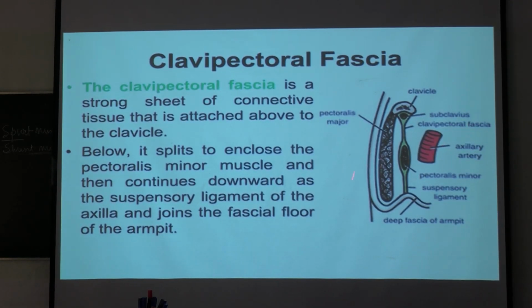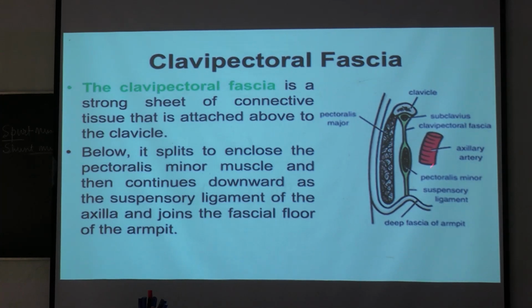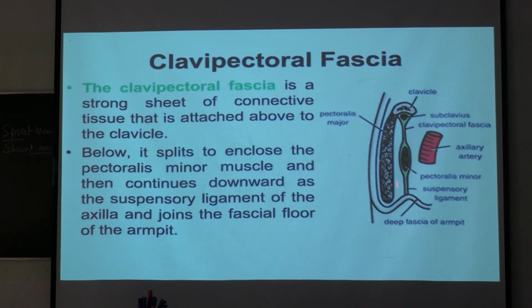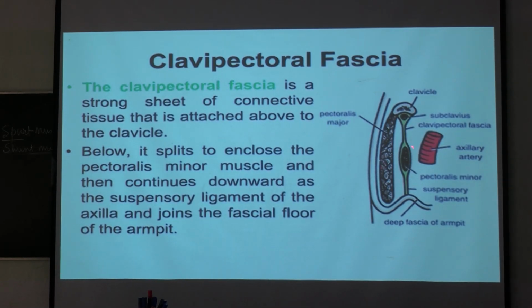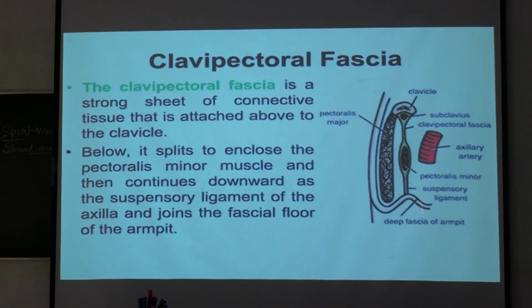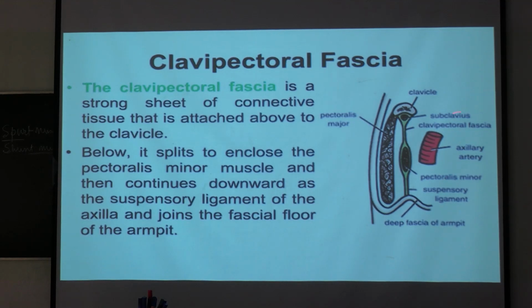After that you will see the pectoralis minor, the clavipectoral fascia, the subclavius, and this is the suspensory ligament of the axilla, and it is joining with the deep fascia of the armpit, that is the axillary fascia. So you can see the extent. Above, it is enclosing the subclavius, in the middle it is enclosing the pectoralis minor, and below it is attached to the deep fascia of the armpit, the axillary fascia. Deep to the fascia are the important vessels, axillary artery and axillary vein, and important nerves, the cords of the brachial plexus, and other important neurovascular bundles.